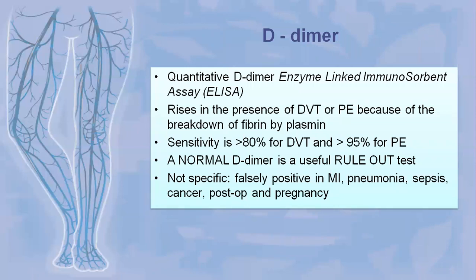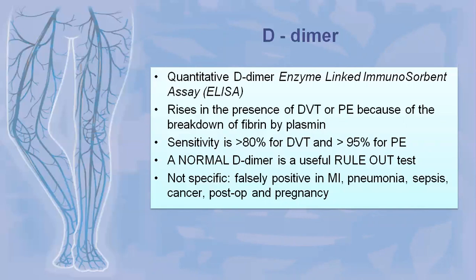Quantitative D-dimer or enzyme-linked immunosorbent assay, ELISA, is the one we use. It rises or increases in the presence of DVT or pulmonary embolism because of the breakdown of fibrin by plasmin. So D-dimer increases. The sensitivity is more than 80% for deep vein thrombosis, whereas in pulmonary embolism, it's more than 95%. So it is sensitive.